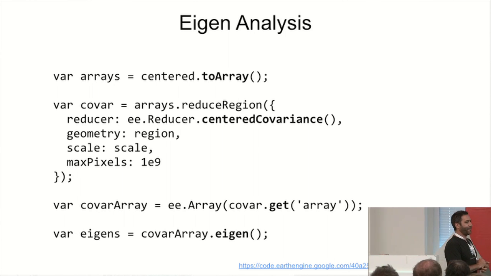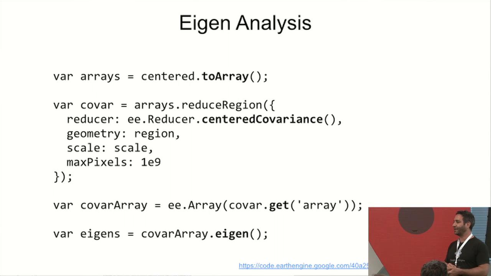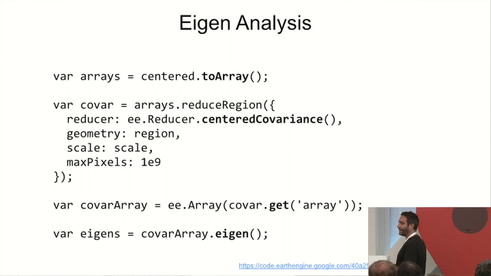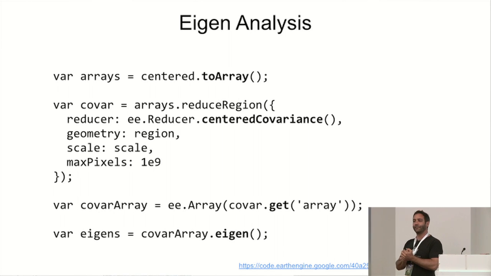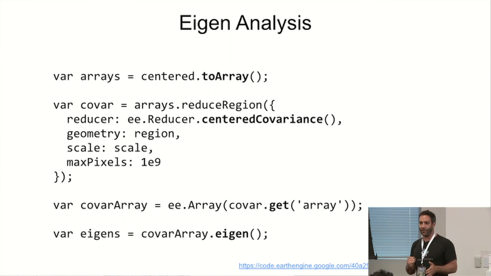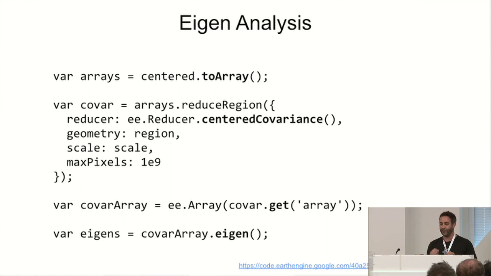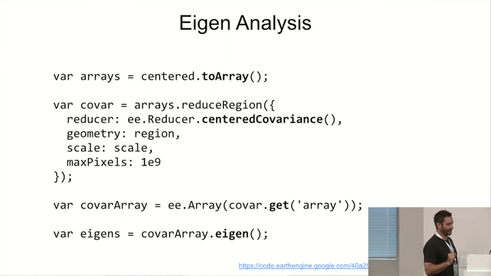This centered thing is an image in which I have done some pre-processing. I just subtracted the mean. So I just centered the image to have mean 0, and that lets us use the centered covariance reducer, which also requires one-dimensional array inputs, but has some efficiencies over the regular old covariance reducer.